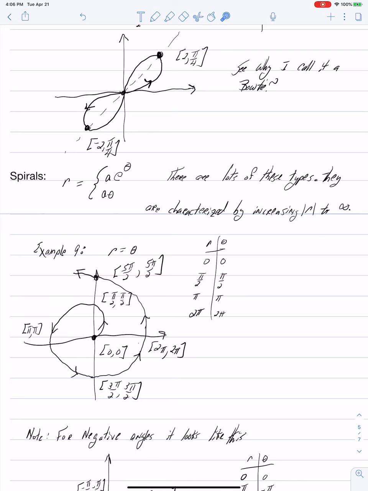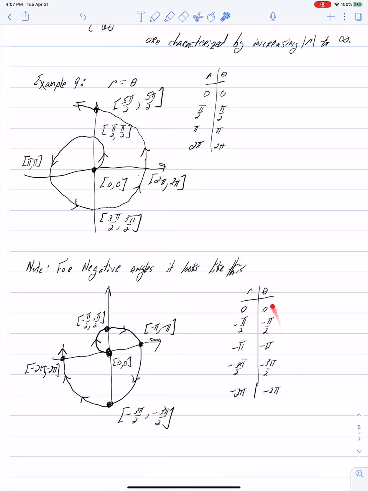What if r is theta, right? So when theta is 0, r is 0; pi halves, pi halves; pi, pi; 2 pi, 2 pi. Get it? All right, here's 0, 0. Here's pi halves, pi halves. The angle is pi halves, and so is the radius. Remember, pi halves is a positive number, 3.14 divided by 2. And then pi, I'm over here. The angle is pi. The radius keeps increasing, and it spirals out. Now that is for positive theta.